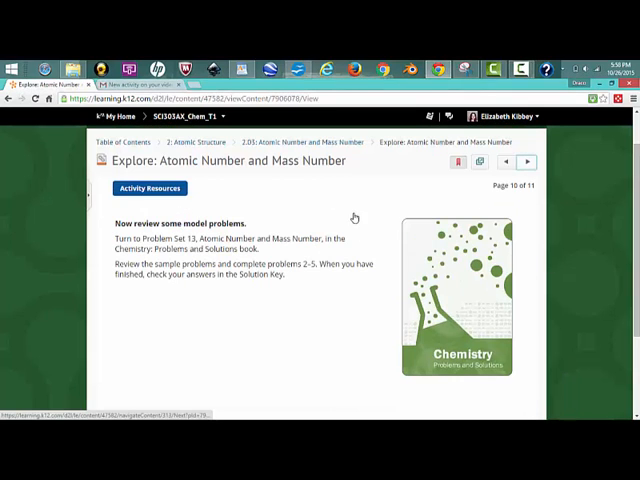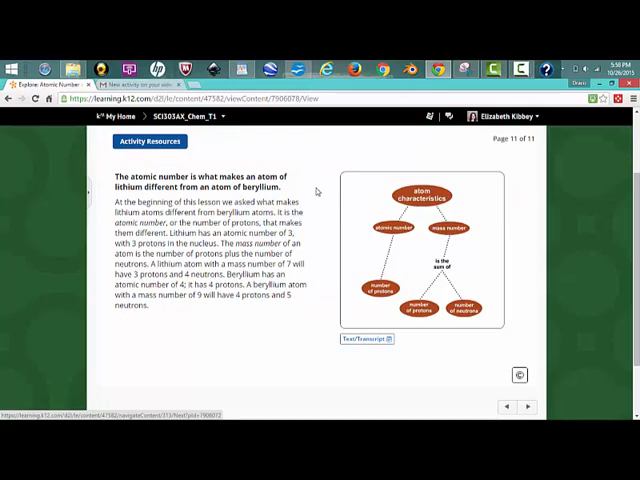Okay, so the atomic number is what makes an atom of lithium different from an atom of beryllium. At the beginning of this lesson, we asked what makes lithium atoms different from beryllium atoms. It is the atomic number, or the number of protons, that makes them different. Lithium has an atomic number of 3 with 3 protons in the nucleus.